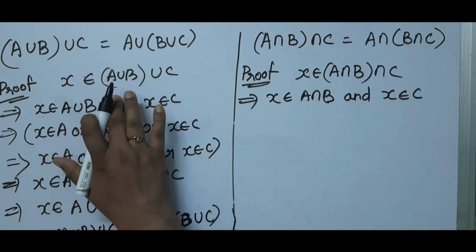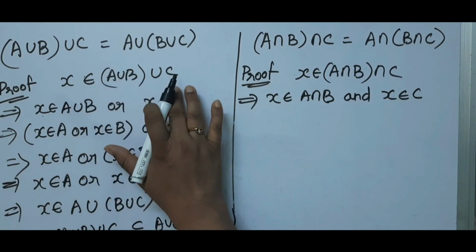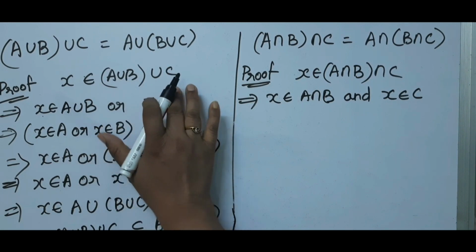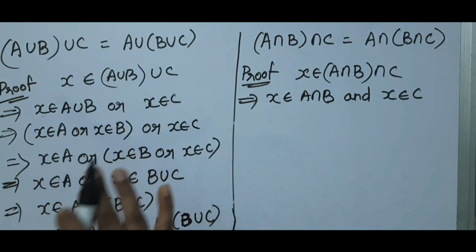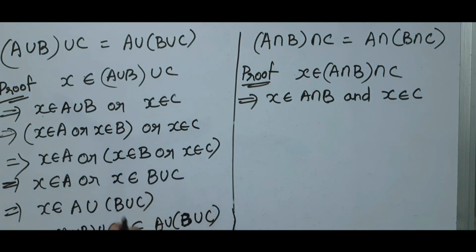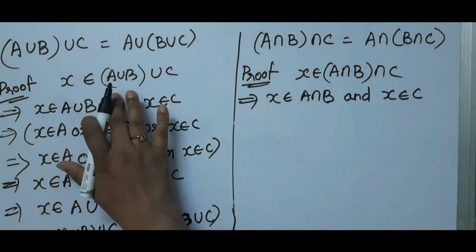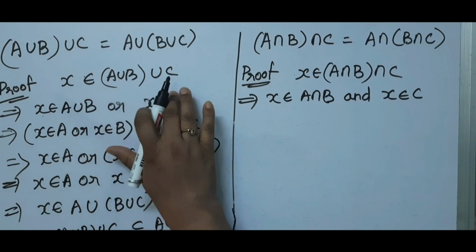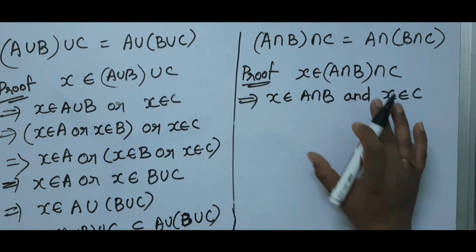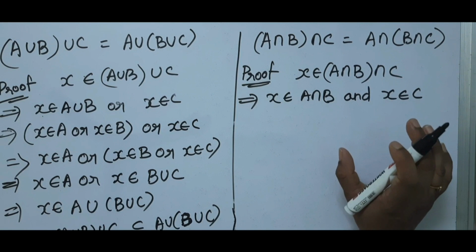It may be a common element in this set and in this set, in B or C. It can be in set A, it can be in set B, and it can be in set C. When that holds, then only we can say that the element is in A union B union C. Here intersection is there. Intersection means it is a common element only.